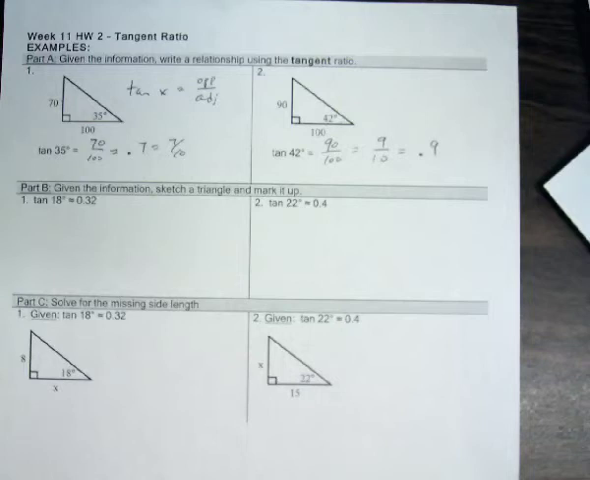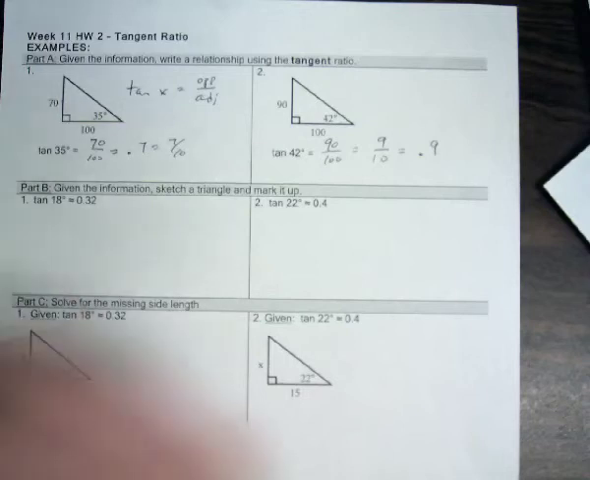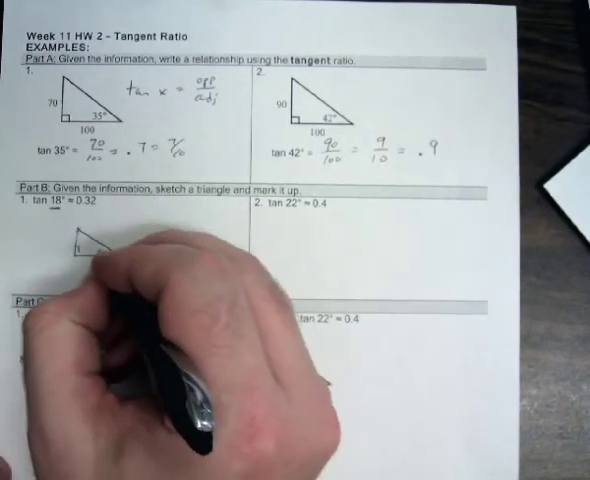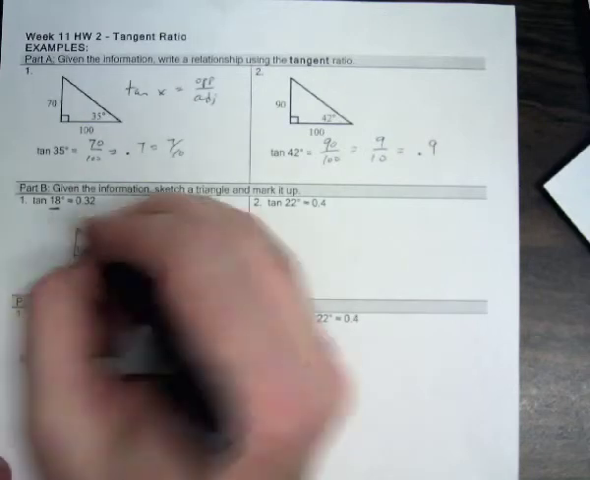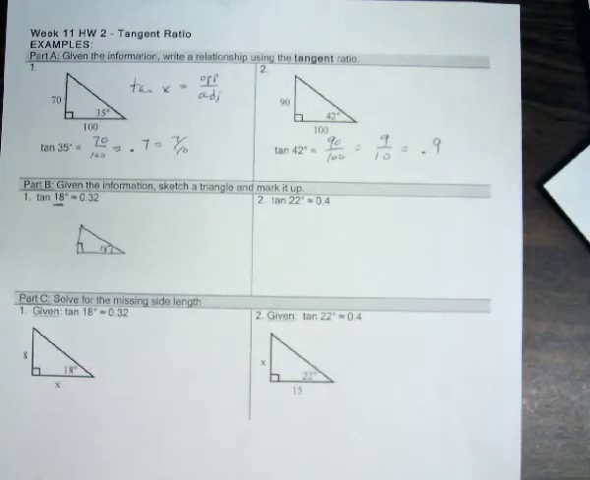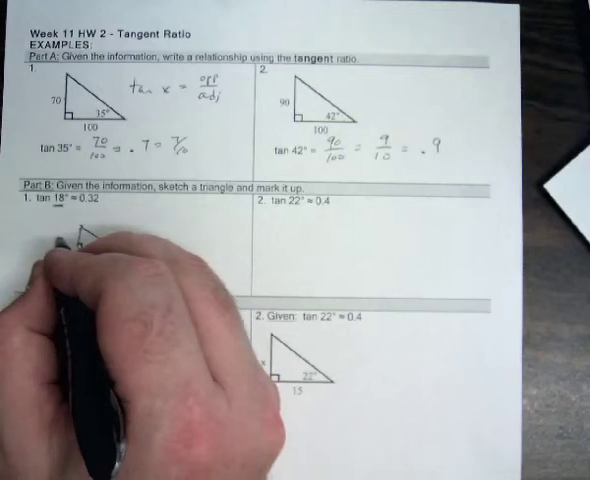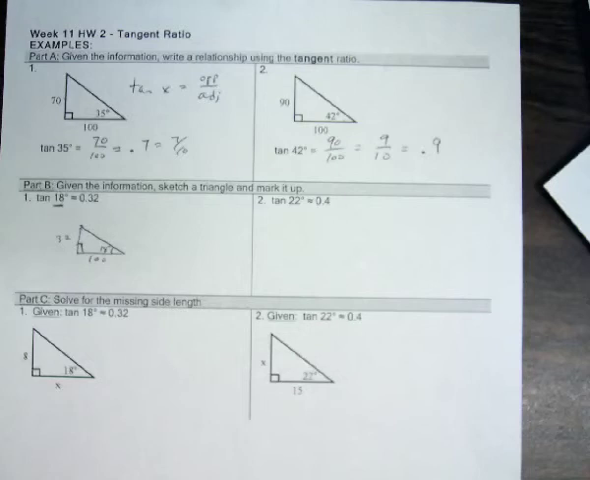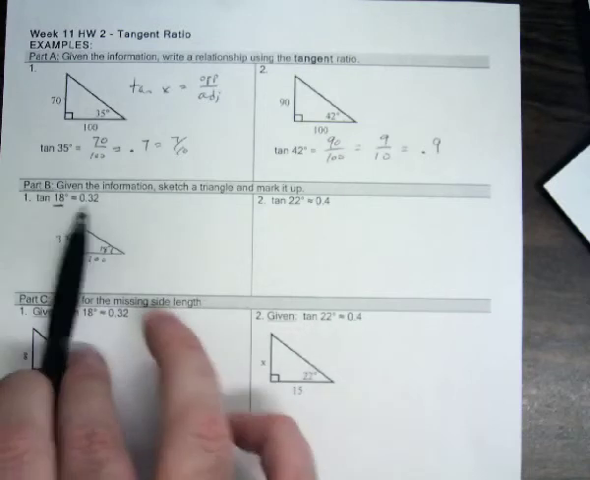Now for part B, we're supposed to sketch a triangle and mark it up. So this tells me an angle, so I'm going to go ahead and draw a triangle and say this is 18 degrees. And it equals about 32 hundredths. So I'm going to make the opposite side 32 and the adjacent side 100. Because that's going to be 32 over 100, which is that decimal right there.